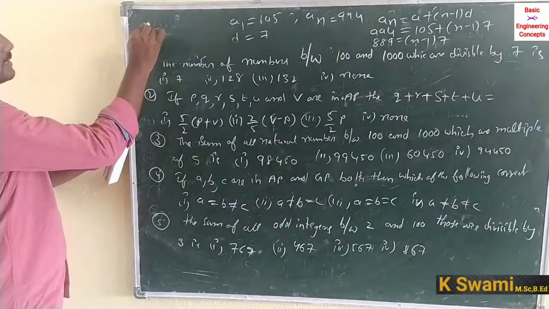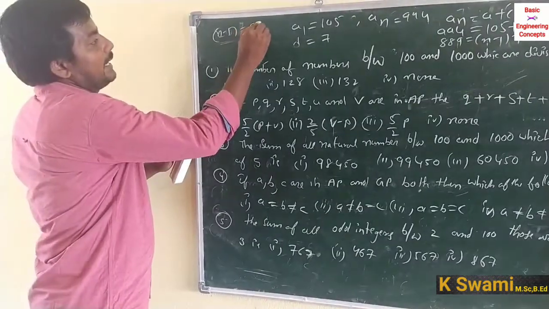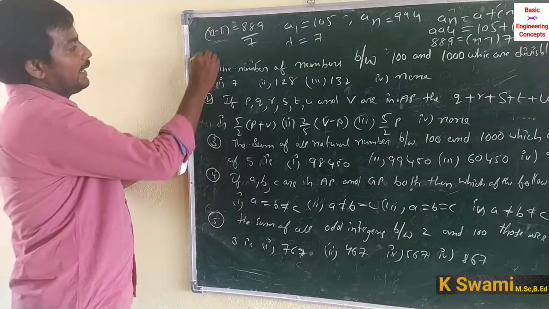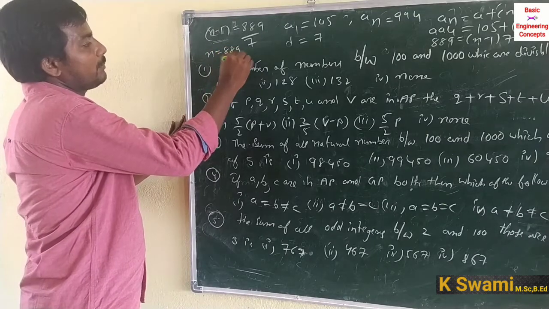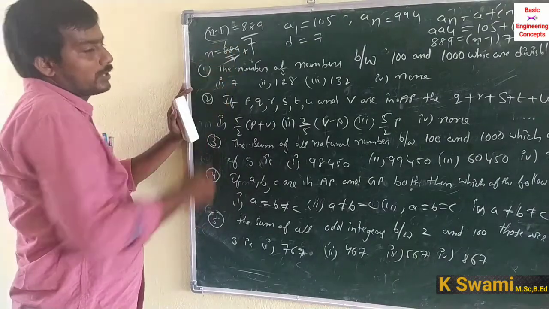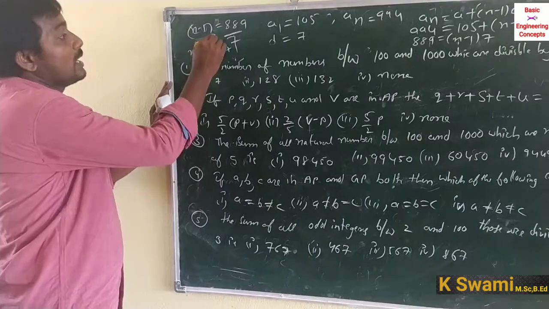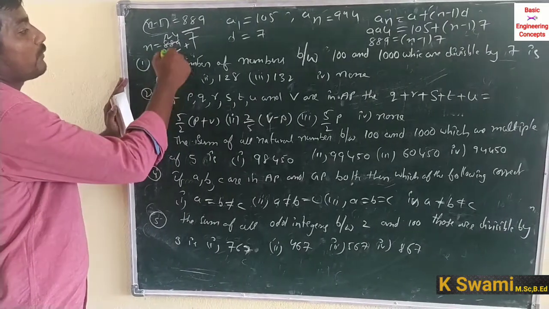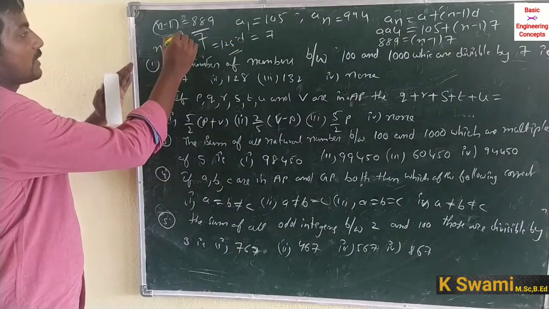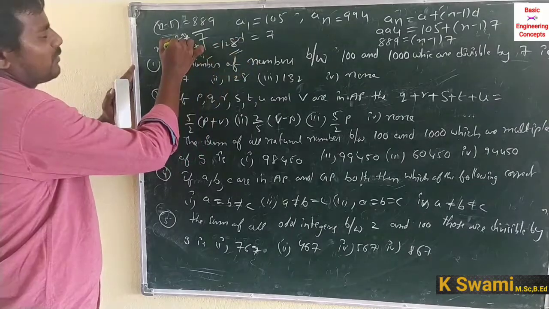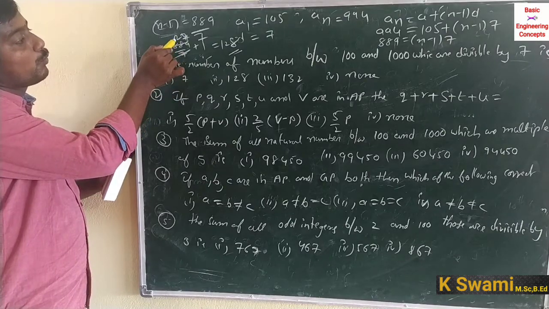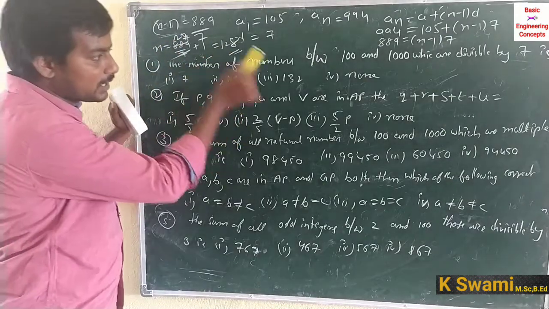సో బట్ n minus 1 is equal to 889 by 7. So n is equal to 889 by 7 plus 1. Okay. So 7 1s are 7. Remaining 1. 7 2s are 14. Remaining 4. 7 7s are 49. 7 7s are 147 plus 1. Sorry. 889 by 7 is equal to 127 plus 1 is equal to 128.